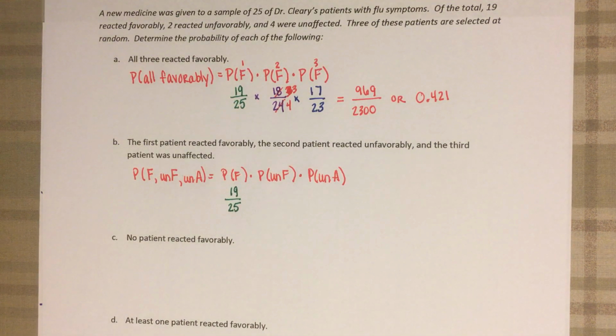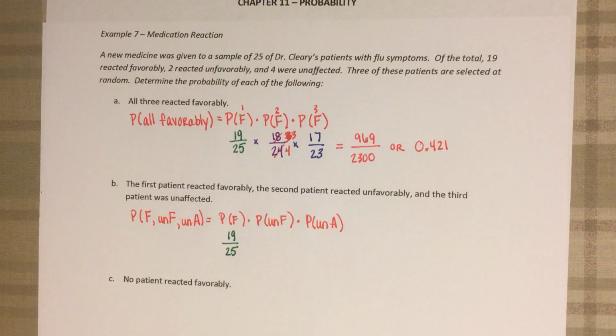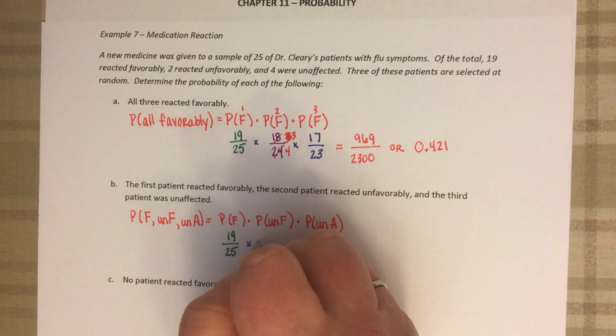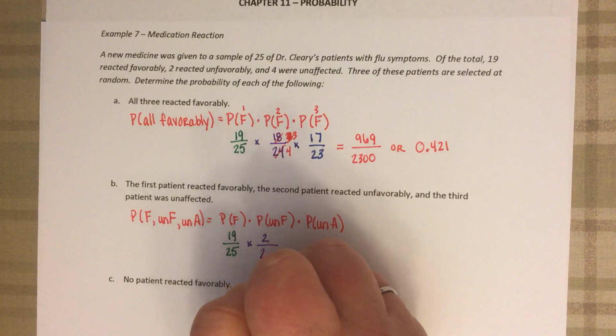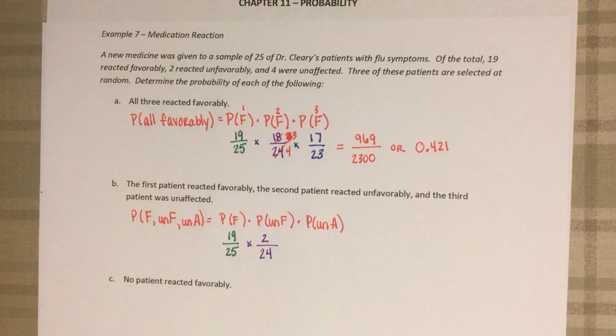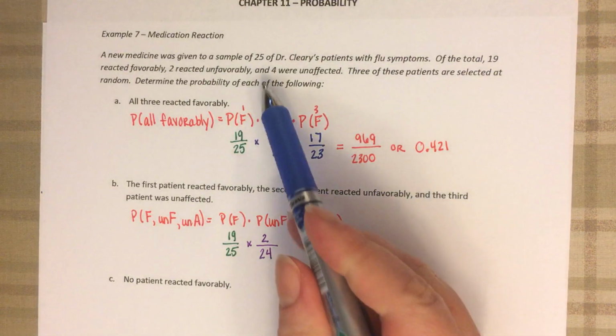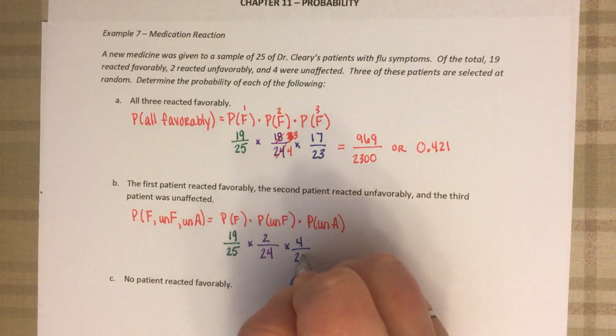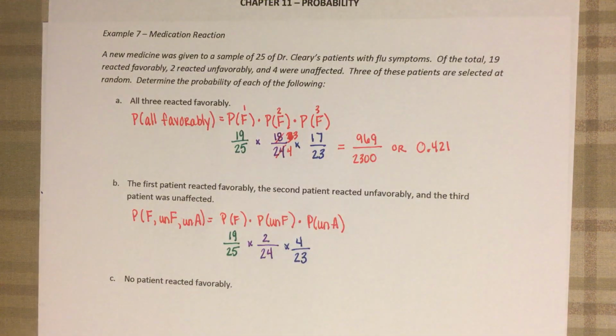Probability that the second person reacted unfavorably. If we go back up to our paragraph at the top, we are told that 2 people react unfavorably. So our numerator is going to be 2. Our denominator is going to be 24. And just like we did in example A, we're not replacing these people, so our denominator is going to decrease by 1 every time. Probability that the third patient was unaffected. We had 4 that were unaffected, so we're going to multiply this by 4 over 23.